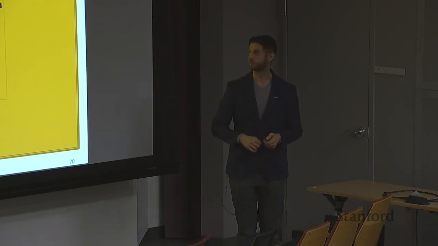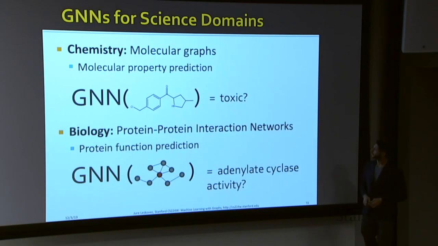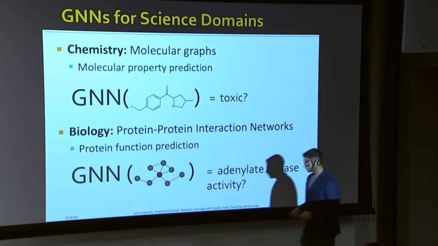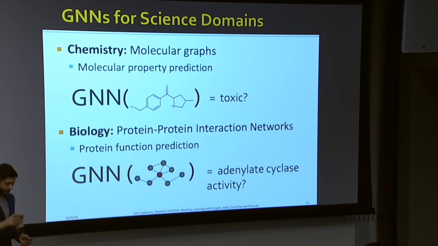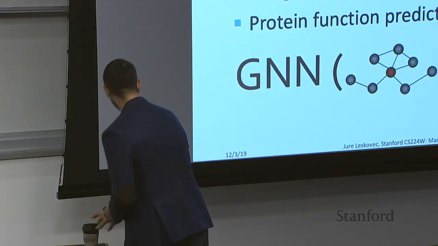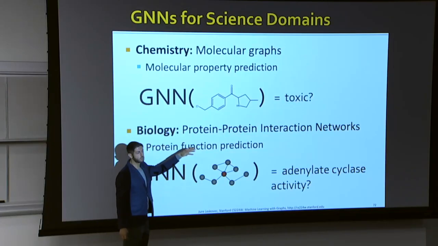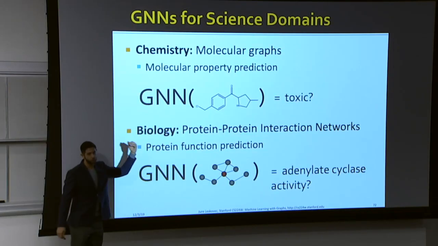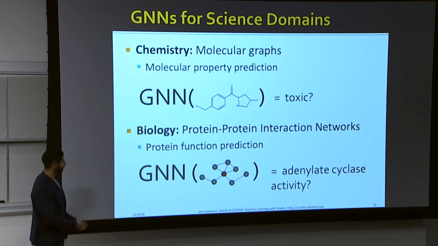Okay, I think we have a few minutes left, so we can just go quickly through some open questions and future directions. So one idea is there are a lot of applications going on of GNNs in the science domain. For example, GNNs are being used to find out if certain molecules are toxic or soluble. So basically, they try to classify different molecule properties and predict them reliably.